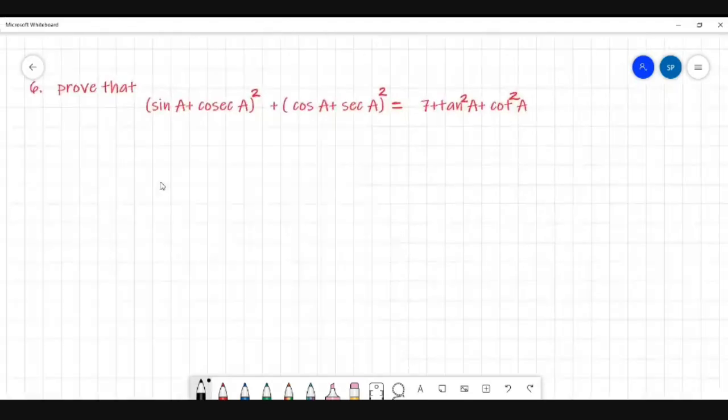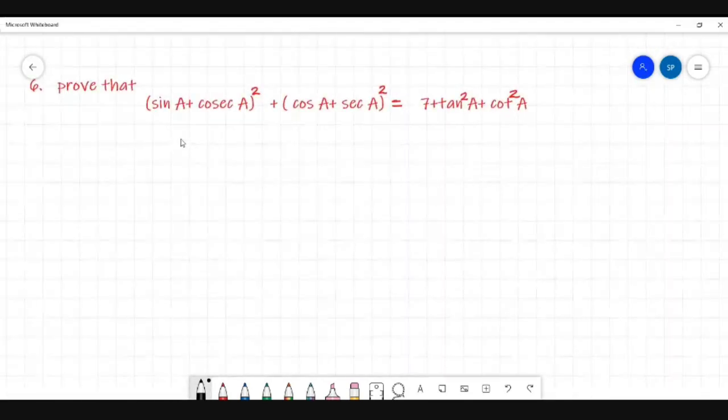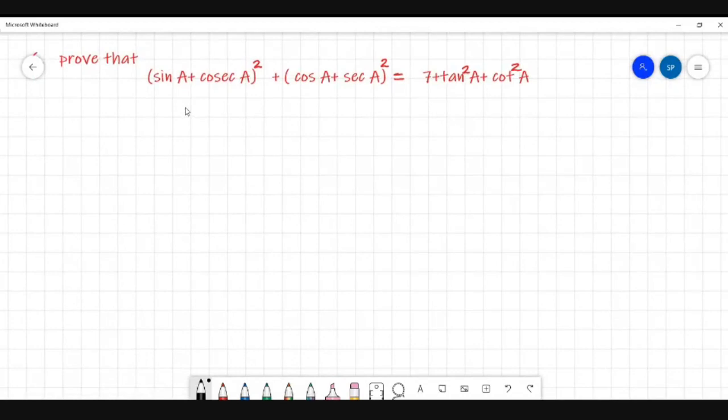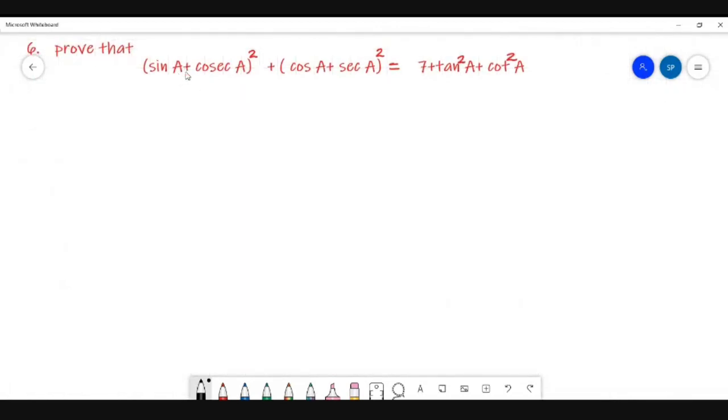Okay. We have the sixth question here. Prove that (sin A plus cosec A) the whole square plus (cos A plus sec A) the whole square equal to 7 plus tan square A plus cot square A. So right hand side we have tan square and cot square. So we have to convert each of this expression to tan and cot, how it will be.